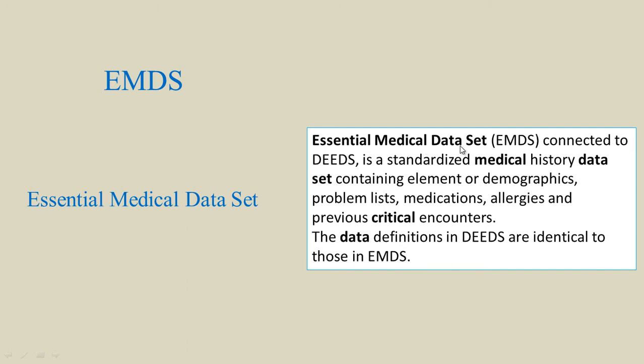EMDS, Essential Medical Data Set. The Essential Medical Data Set, EMDS, connected to DEEDS, is a standardized medical history data set containing elements such as demographics, problem list, medications, allergies, and previous critical encounters. The data definitions in DEEDS are identical to those in EMDS.